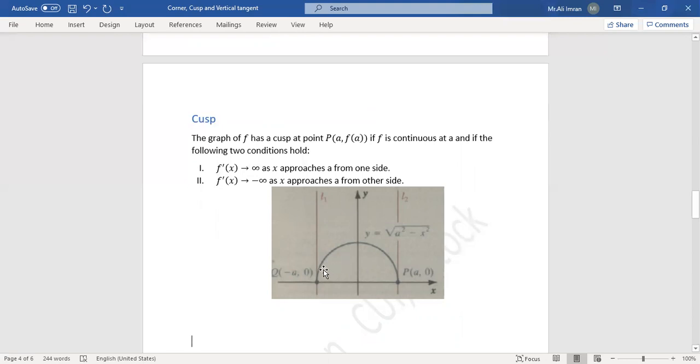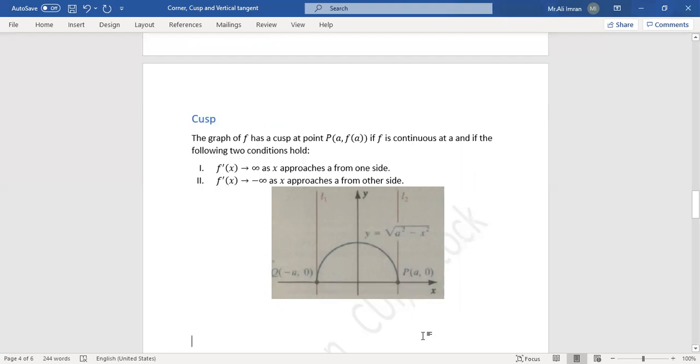For example, consider the graph of a function y is equal to square root of a square minus x square. In this case, we will get from this L1 is equal to minus infinity and L2 is equal to plus infinity. Then we say that this function has a cusp.